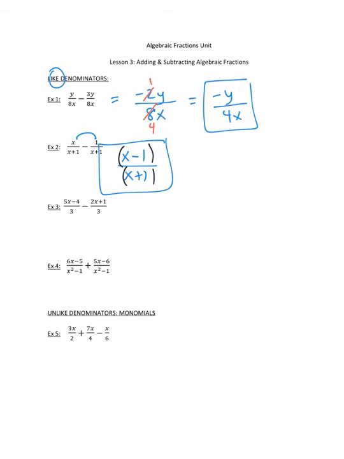You can only cross cancel binomials if they're exactly alike, and you can only cross cancel monomials with monomials. Like up here, we had a monomial and a monomial.